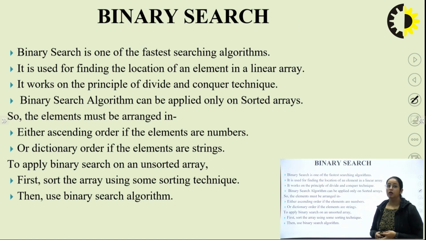Now first of all, what do we mean by binary search? As we discussed linear search, we saw how linear search works, how we find a particular element with the help of linear search, the algorithm of linear search, and also the complexity of linear search. But now in the second type of searching, that is binary search, what do we mean by binary search?